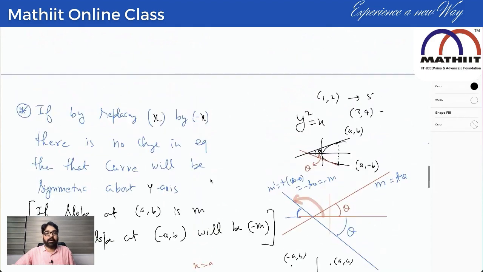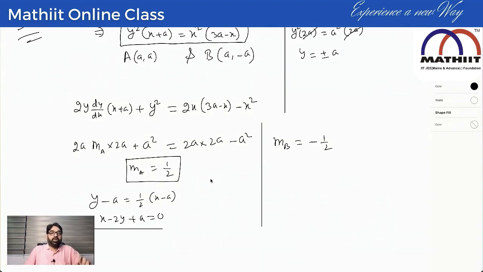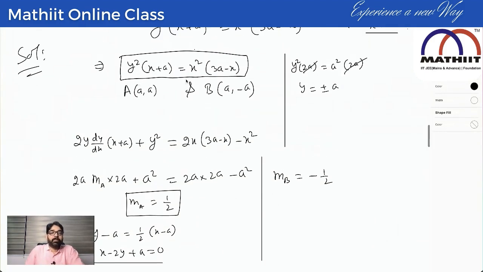So coming back to our previous things. Now look, for this curve, if you replace x by minus x, the curve will change, the equation will change. But if you replace y by minus y, the curve will not change. It means this curve is symmetric about the x-axis, and the slope here we got was 1 by 2. So the slope here will be minus 1 by 2. Did you understand how I did it?